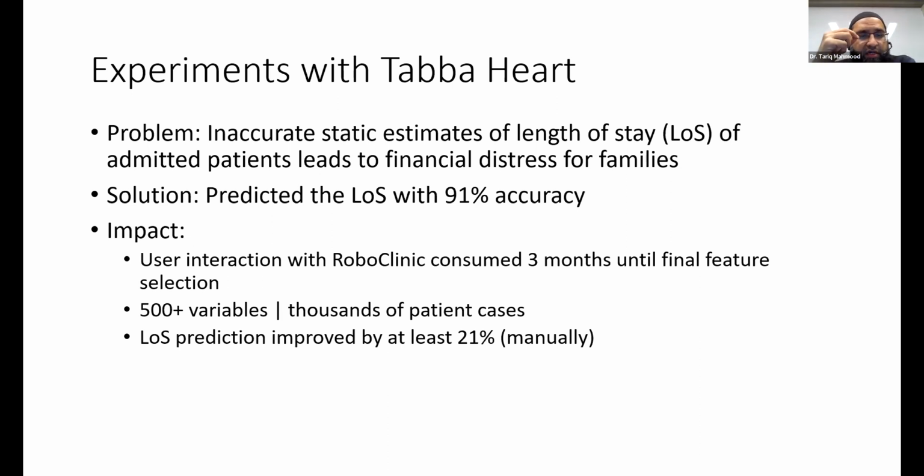But the main point I want to stress here is why RoboClinic was successful: it allowed us to communicate with the doctors in a very, very thorough process, which extended over 3 months. Just cleaning the data until the final feature selection, before the machine learning part, took us 3 months. There was a lot of to and fro going on, and they had around 500 plus variables for this data set. It was a very good exercise for me, and it made me realize that we definitely need to have this interaction in place. We can't have a fully automatic machine learning system. That's impossible. And for the LOS prediction, I've written here that prediction improved by at least 21% manually, from their statistical estimate.